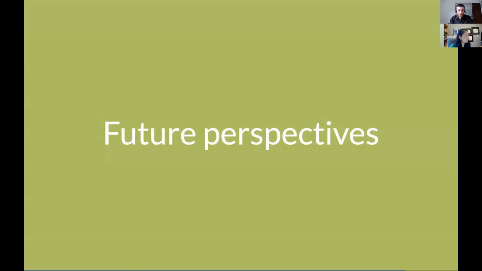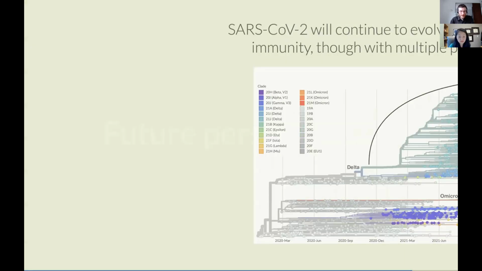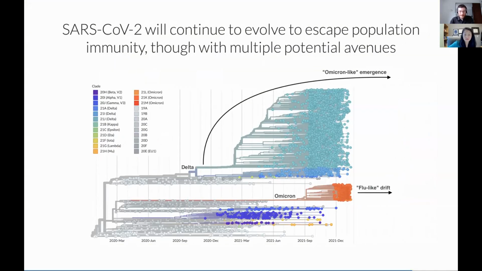So, moving on to future perspectives, we have a few minutes left. This is the big mystery of what's going to happen in the next year. We can definitely expect some amount of flu-like drift. Again, we saw that spike protein was quite evolvable. We'll expect individual mutations or handfuls of mutations within Omicron to spread and take over. But we could also have a chronic infection incubating a new wildly divergent virus that takes off and really expands.